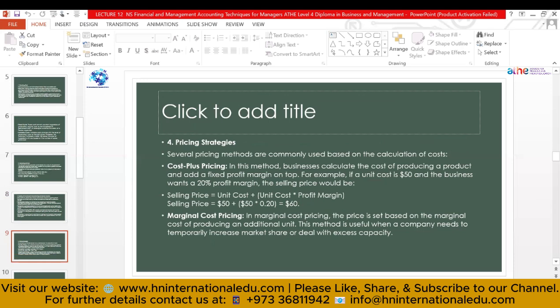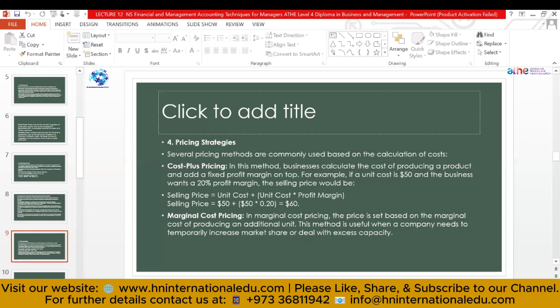Pricing strategies. Several pricing methods are commonly used based on the calculations of the cost. We have so many variants in the cost. Cost plus pricing. What is this? In this method, a business calculates the cost of producing a product and adds a fixed profit margin on top.